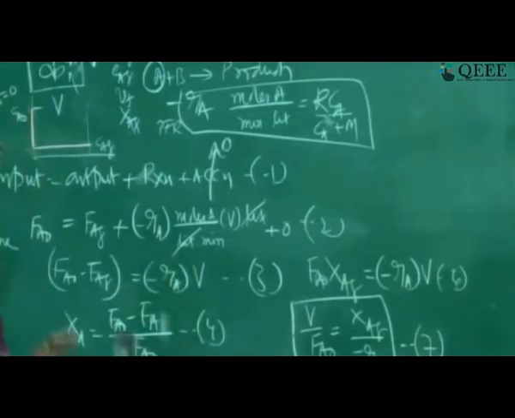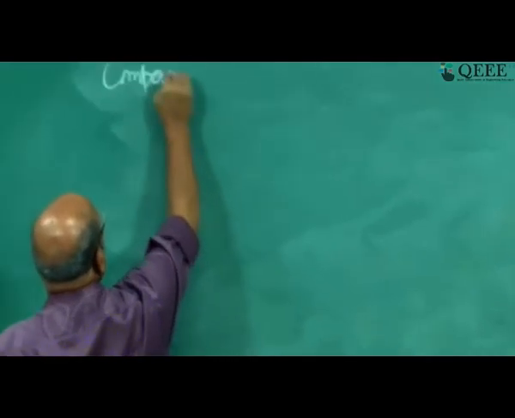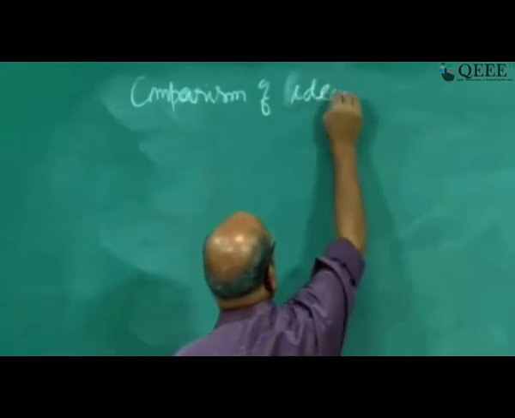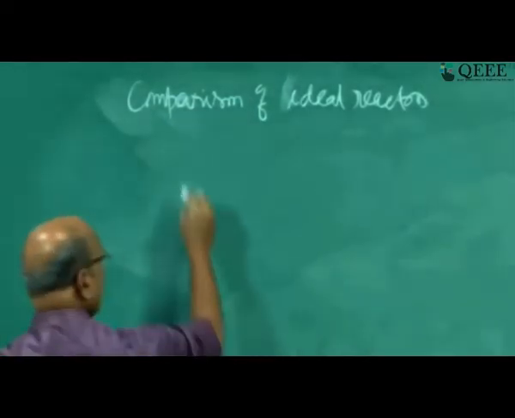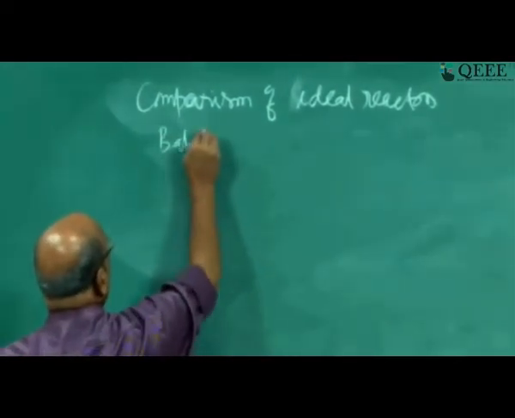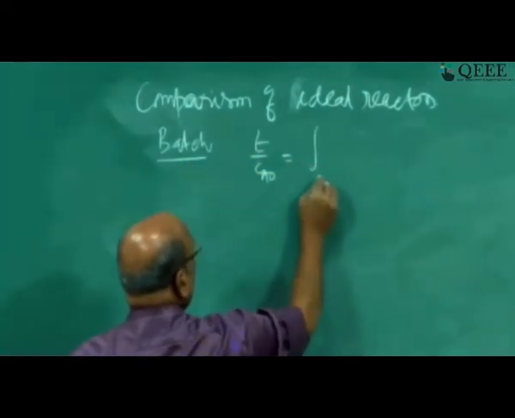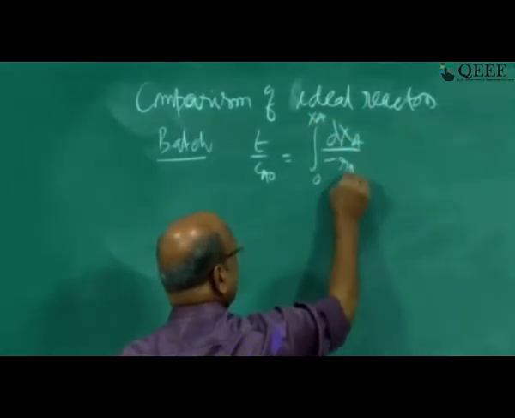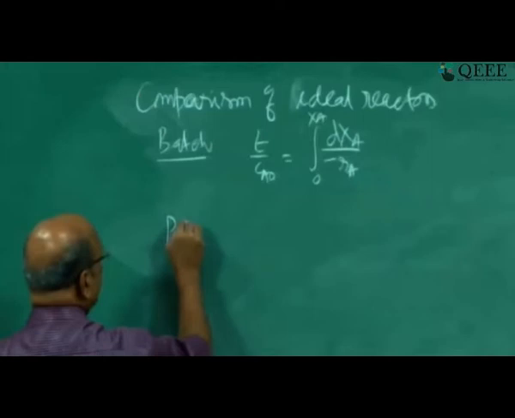So now we have 3 reactors. Let us summarize those 3 reactors, right? Okay. Comparison of ideal reactors. I would like to write all 3. For batch, it is t by Ca naught equal to the integral from 0 to XA of dXA by minus Ra. And for PFR, this is continuous.